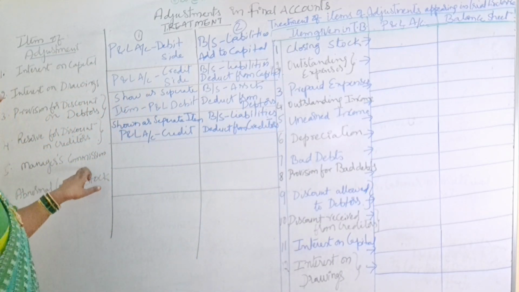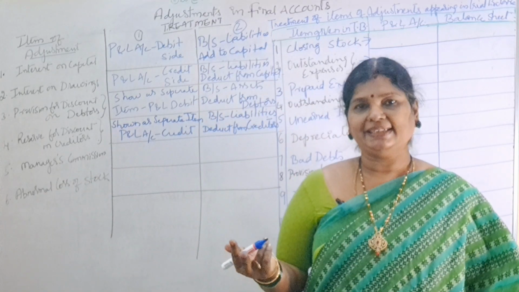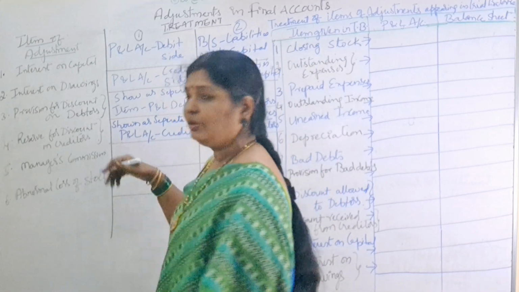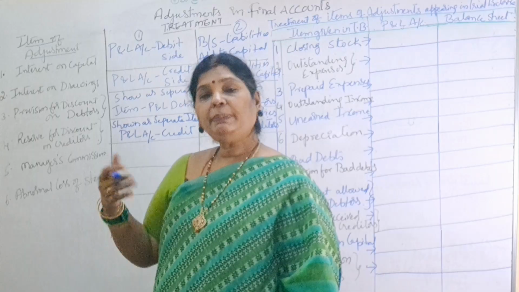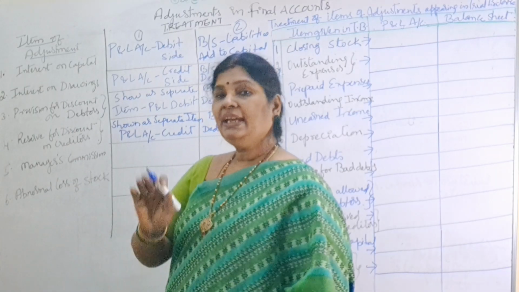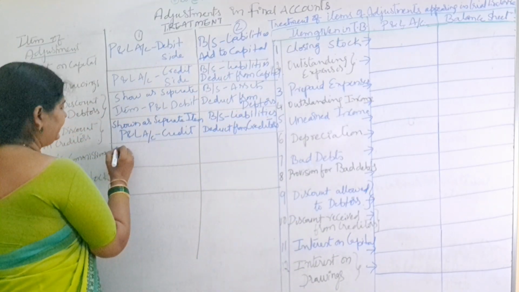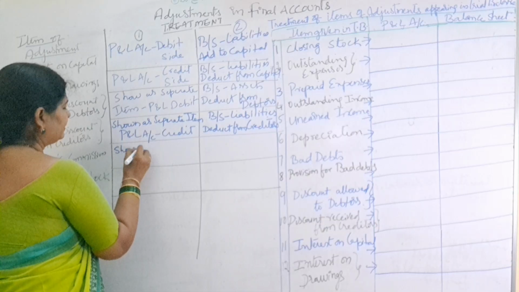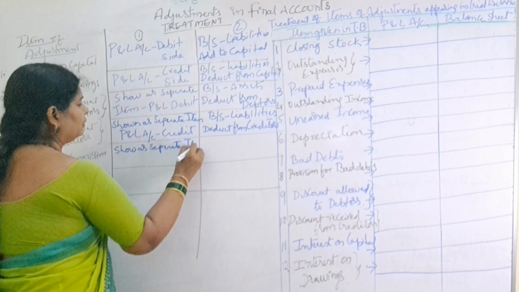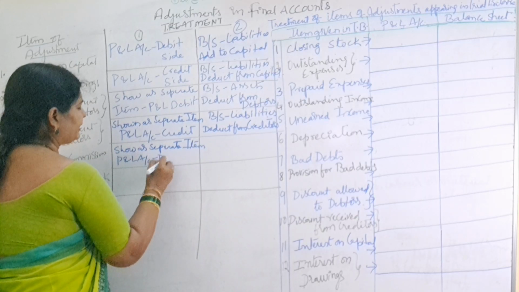Next, manager's commission. Where will you show manager's commission? We have to show it again in two places. Once in the profit and loss account, which side? Debit side, because we are paying commission to our manager. So we show it on the debit side of the profit and loss account because it is our expense, right? So we show it again as a separate item. Which side will you write? Profit and loss account, debit side.